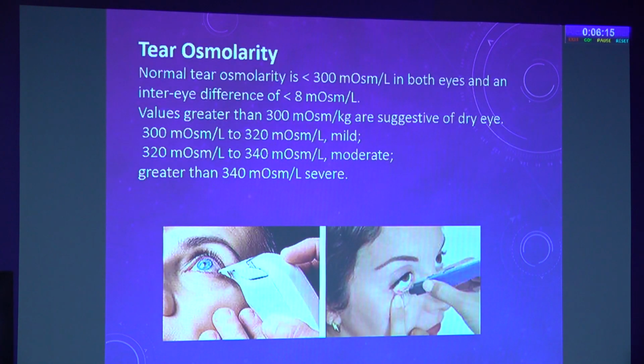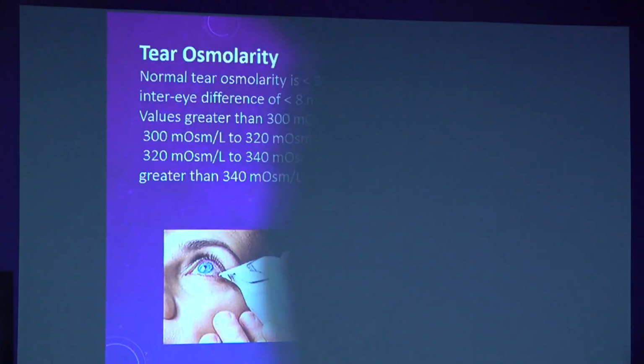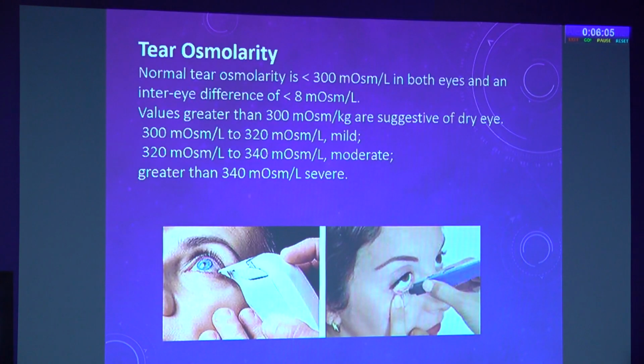Next, tear osmolarity. It can be tested normally using an eye pen or a normal tear osmolarity test, which is usually kept in the lower lid. With capillary action, it absorbs the tear. Tear osmolarity up to 300 milliosmoles is normal. A value greater than 300 milliosmoles is suggestive of dry eye. 300 to 320 is mild, 320 to 340 moderate, and anything more than 340 is severe dry eye.